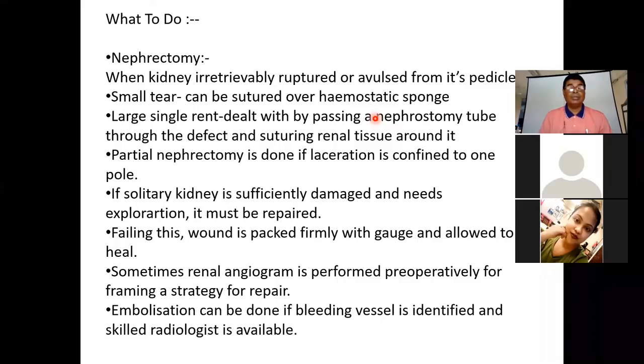Sometimes we may take the help of interventional radiology, where they will embolize the bleeding vessel and preserve kidney function. Okay, so with this, let us conclude here.